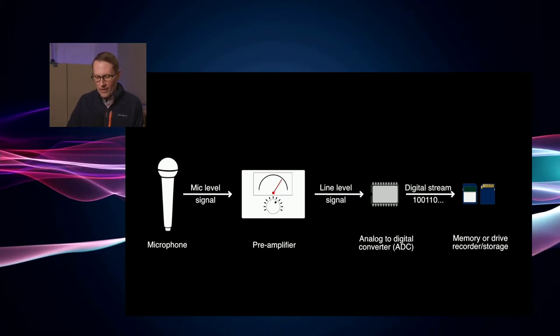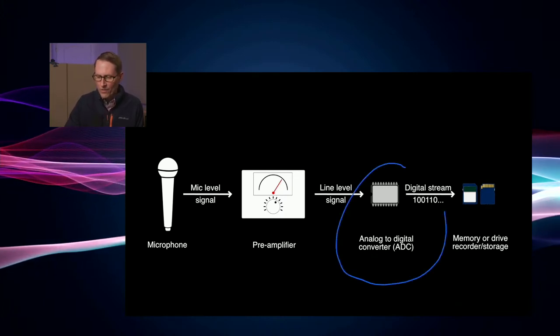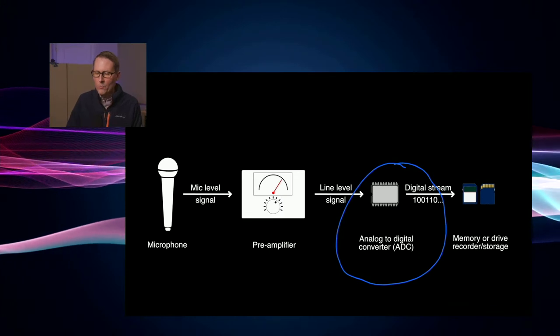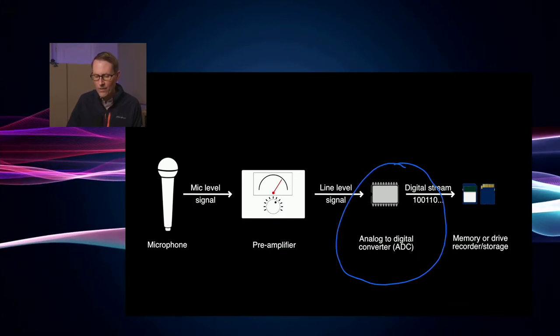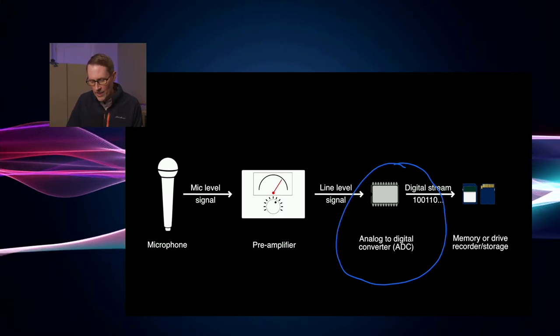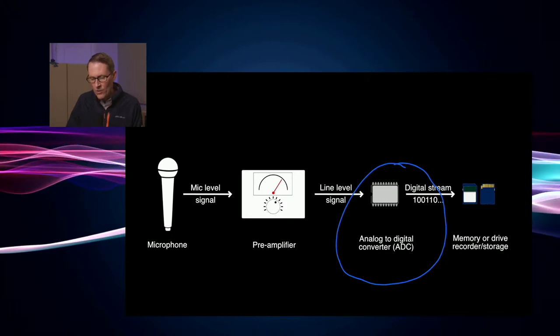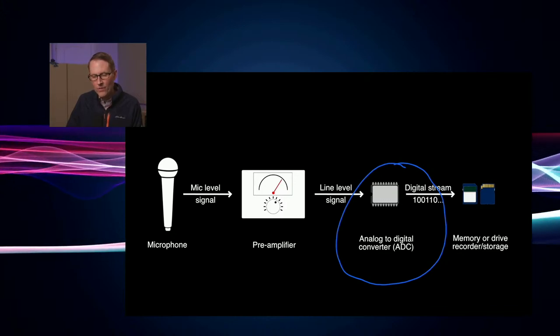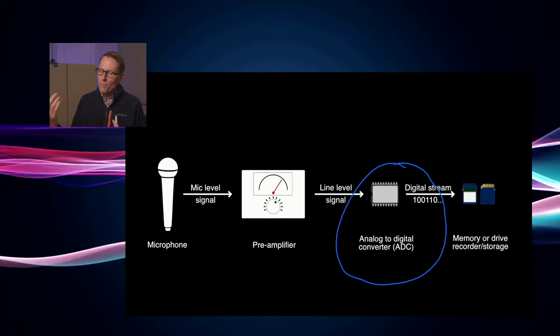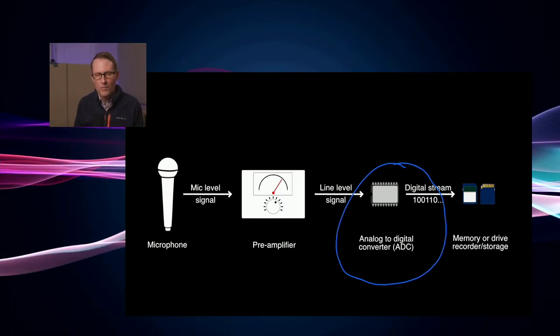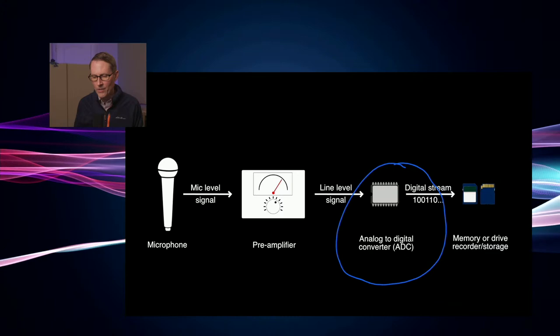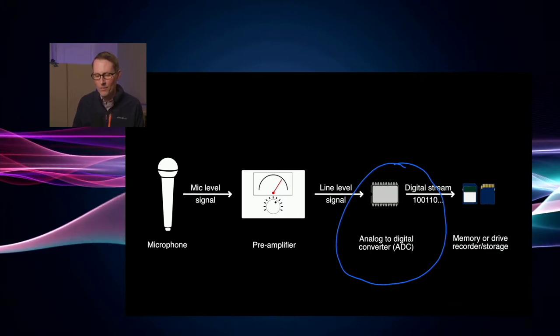So here's the trick. A really good analog to digital converter today generally can take an analog signal and convert it with about 120, maybe a little bit more decibels of dynamic range. So that's where we're getting a lot of our limitations right now.